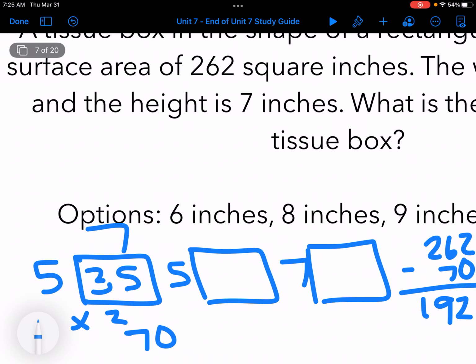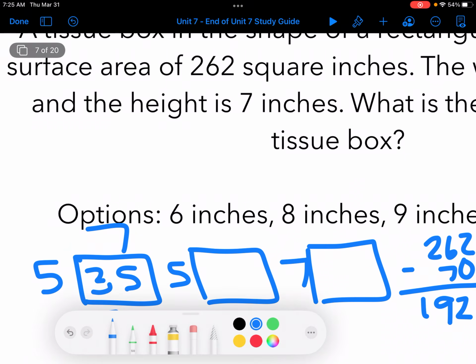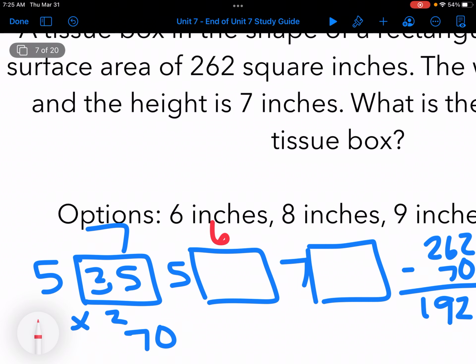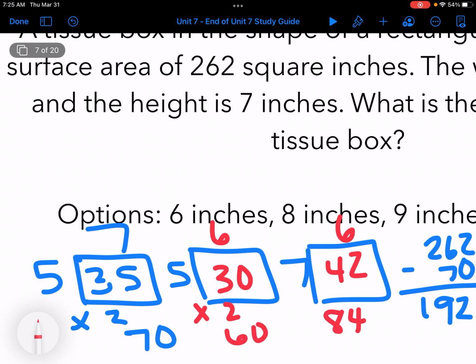So I'm going to guess and test and see what works for me. So I'm going to switch colors, and I'm going to guess 6 first. So 5 times 6 is 30, and 6 times 7 is 42. So I'm going to multiply by 2, and I get 60, and I get 84. So 60 plus 84 is going to give me 144. That does not add up to 192, so that doesn't work. So I'm going to have to start again.